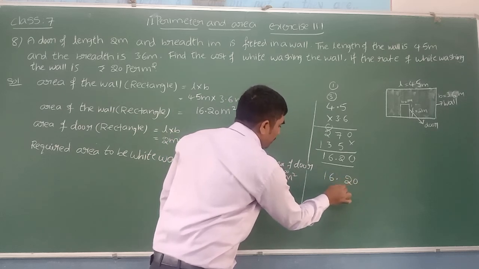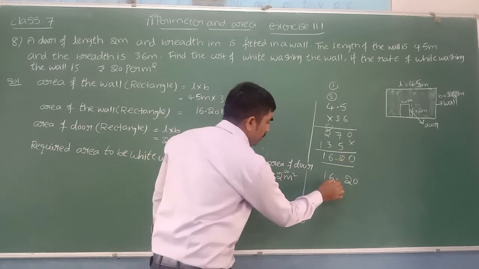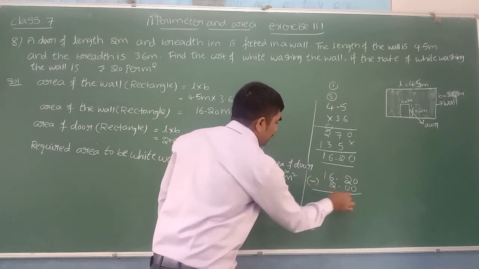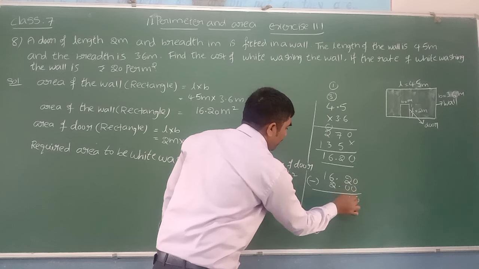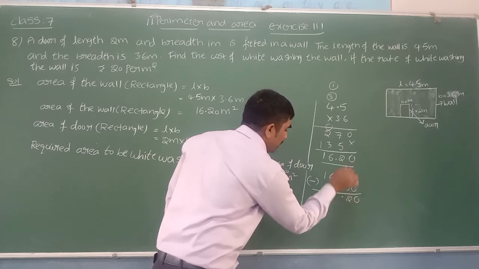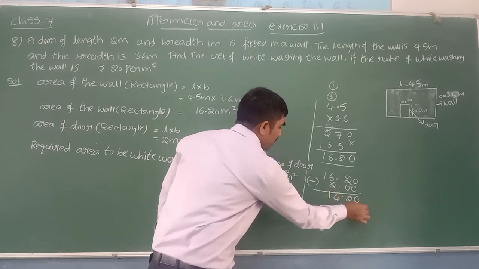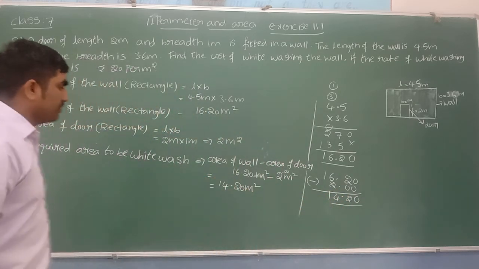16.20. Write the point. Before the point we have 2, after the point 0, 0. And after the subtraction operation: 0 minus 0, 0; 2 minus 0, 2. Then we get the exact decimal point. 6 minus 2 gives 4, then 1, which is 14.20 square meters.